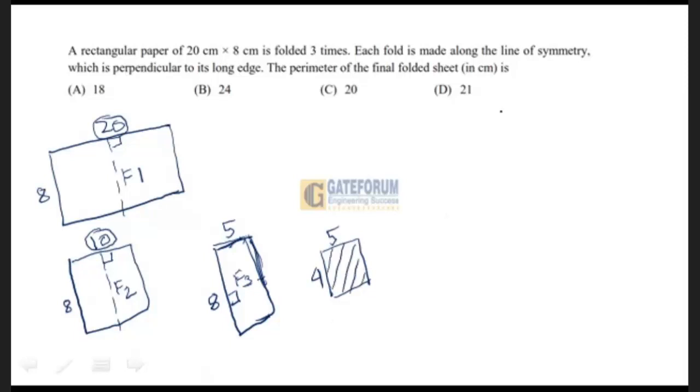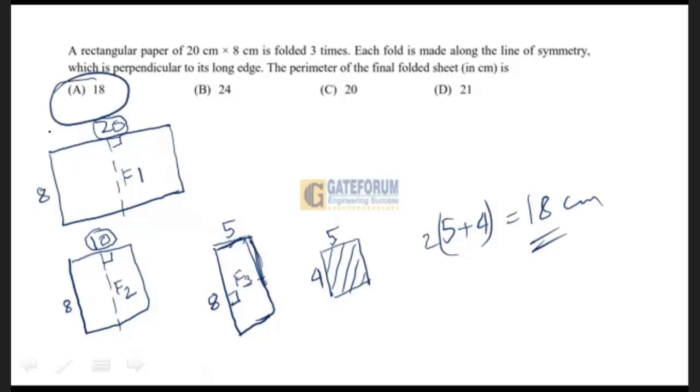The perimeter of the final folded sheet is 5 plus 4 into 2, that is 18 centimeter. So this is the correct answer. These are absolutely simple.